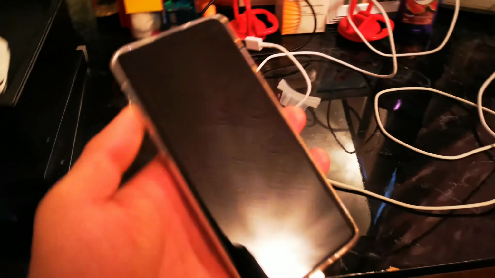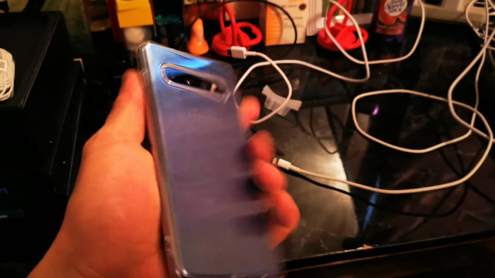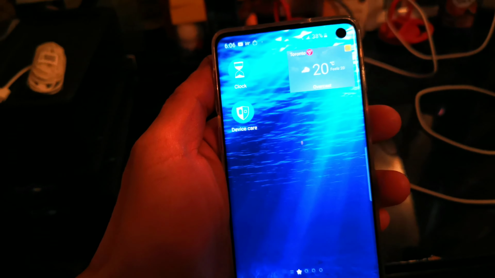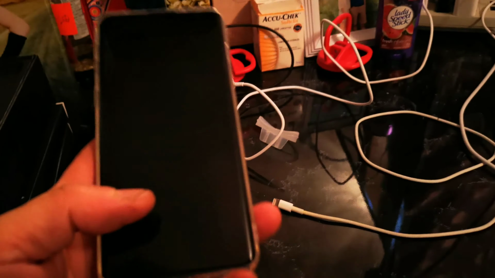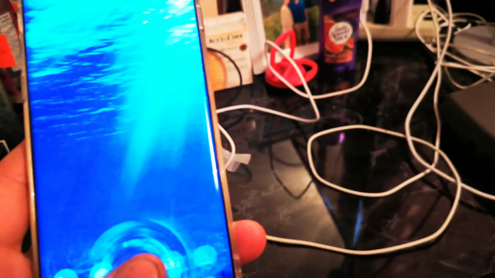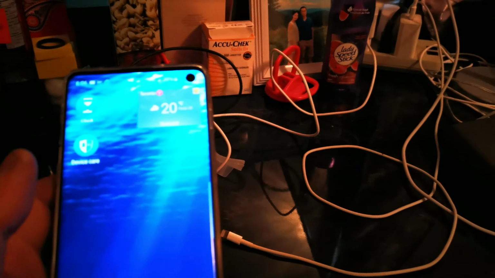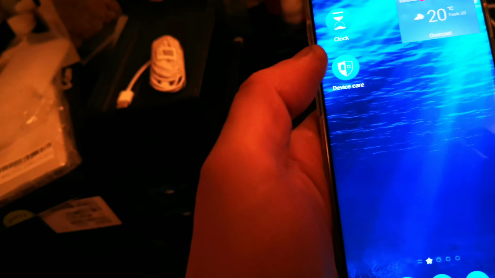Okay, so it's been 24 hours since I got my Galaxy S10, and I noticed something right away. The face recognition is very nice, but the screen fingerprint sensor is almost useless. Same as Huawei. It doesn't always work. If your finger's a little bit dirty, it pretty much doesn't work at all.